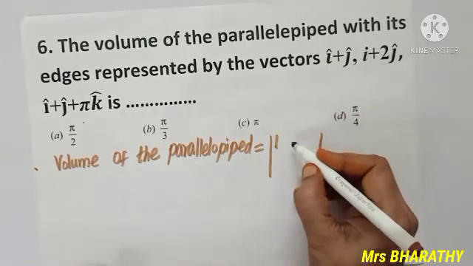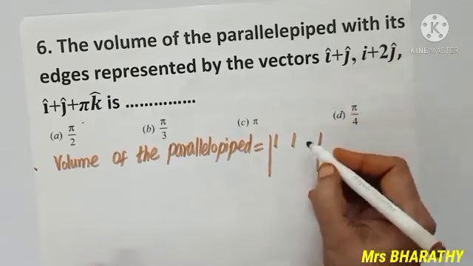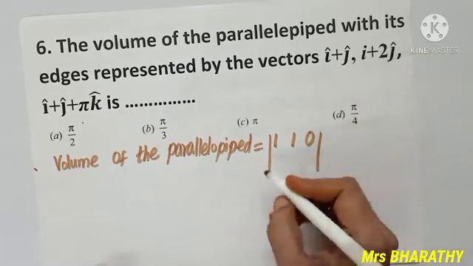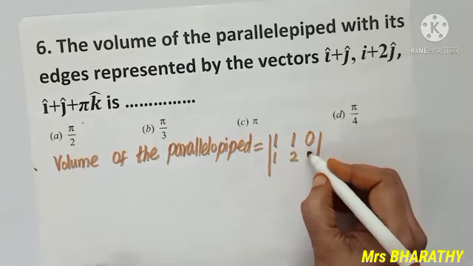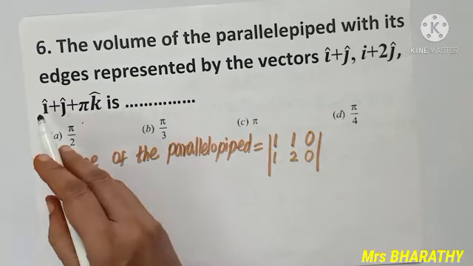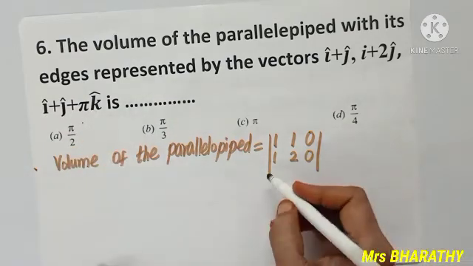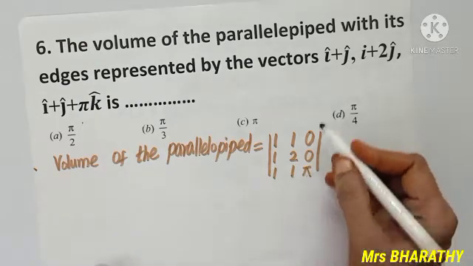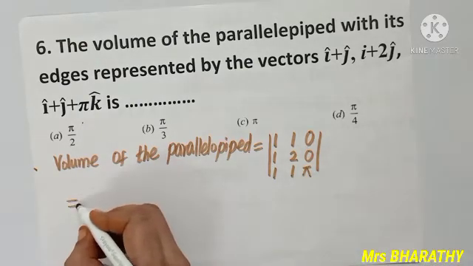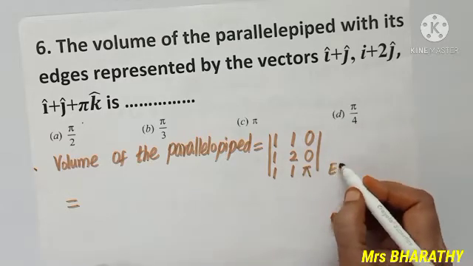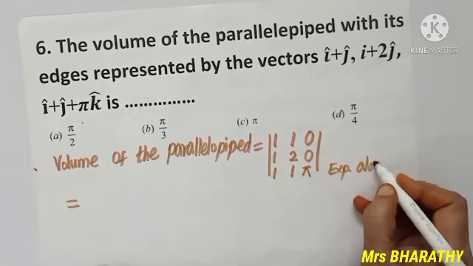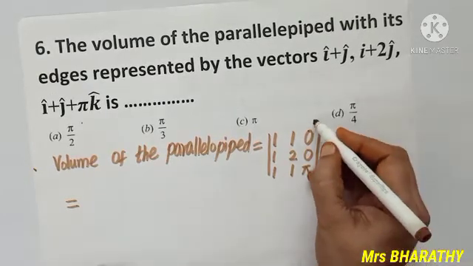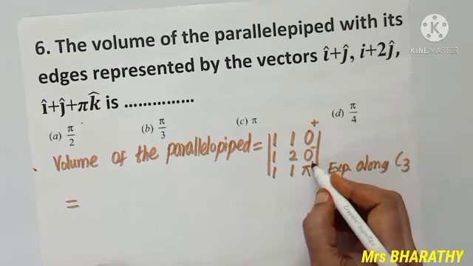I component 1, j component 1, k is missing, so put 0. I plus 2j: 1, 2, again k is missing, 0. I plus j plus pi k. I, j, pi k. As we expand it, I can expand along column 3 because column 3 has more zeros. So the signs are plus, minus, plus.